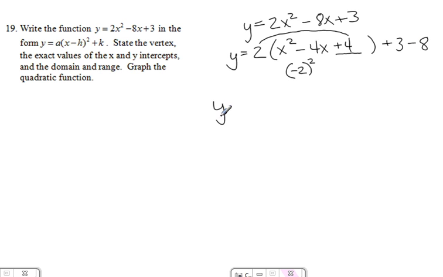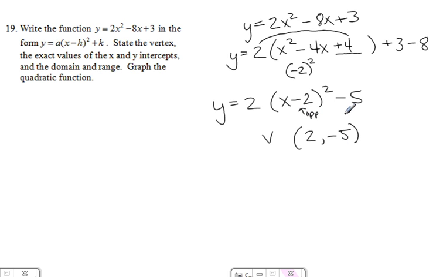When I rewrite it, y equals 2 times, let's factor that as a perfect square binomial. That would factor to be x minus 2 squared minus 5. In that form, we're able to see the vertex. The vertex of that parabola would be 2, negative 5. It's always going to be the opposite sign of what you find in the parentheses. This is always going to give you the same sign. So there's your vertex.